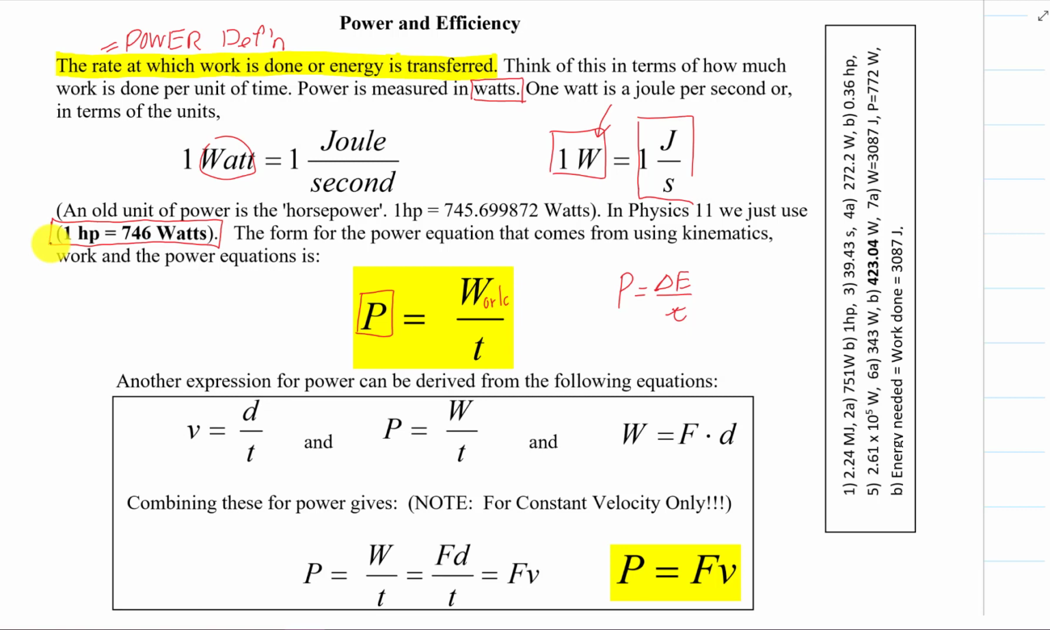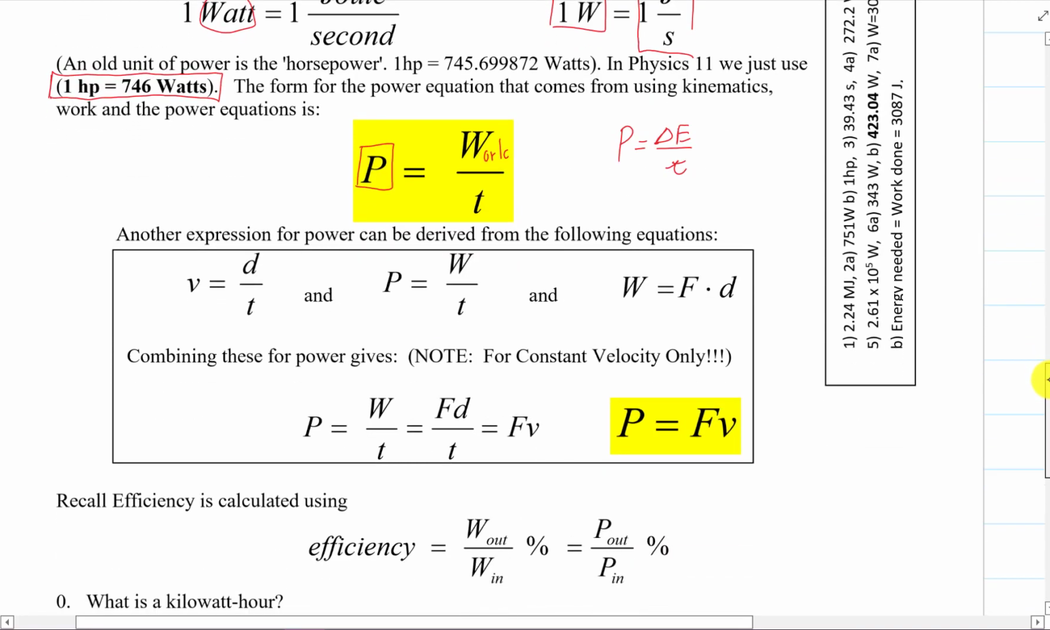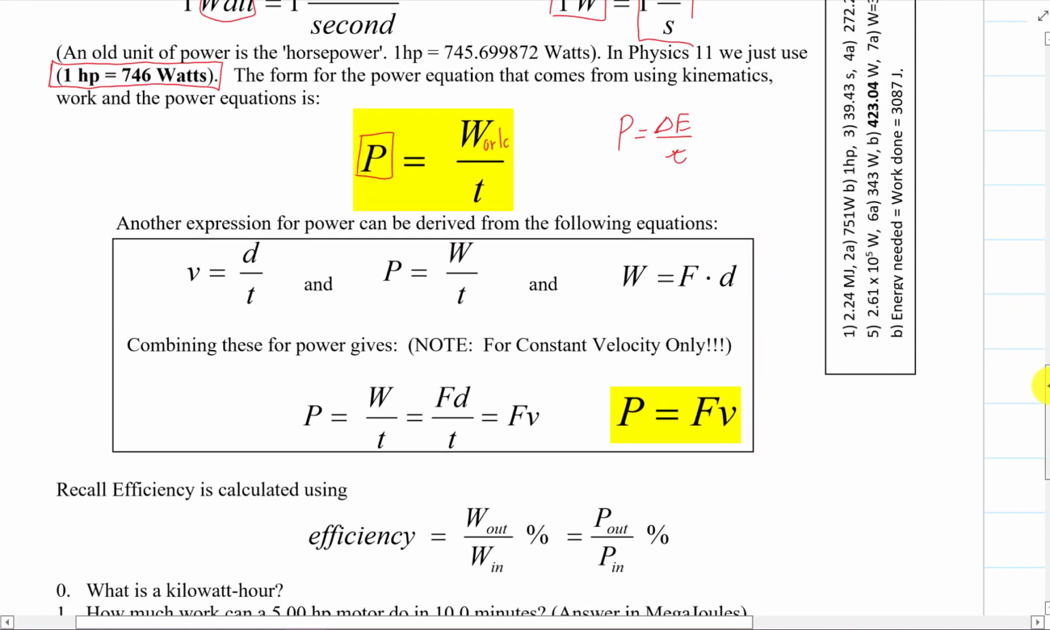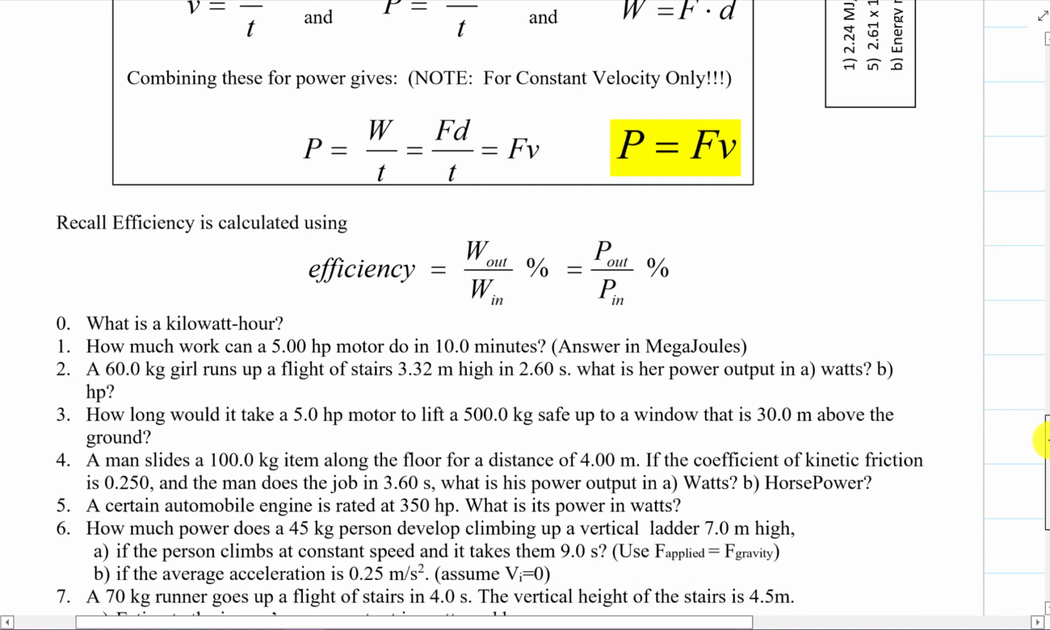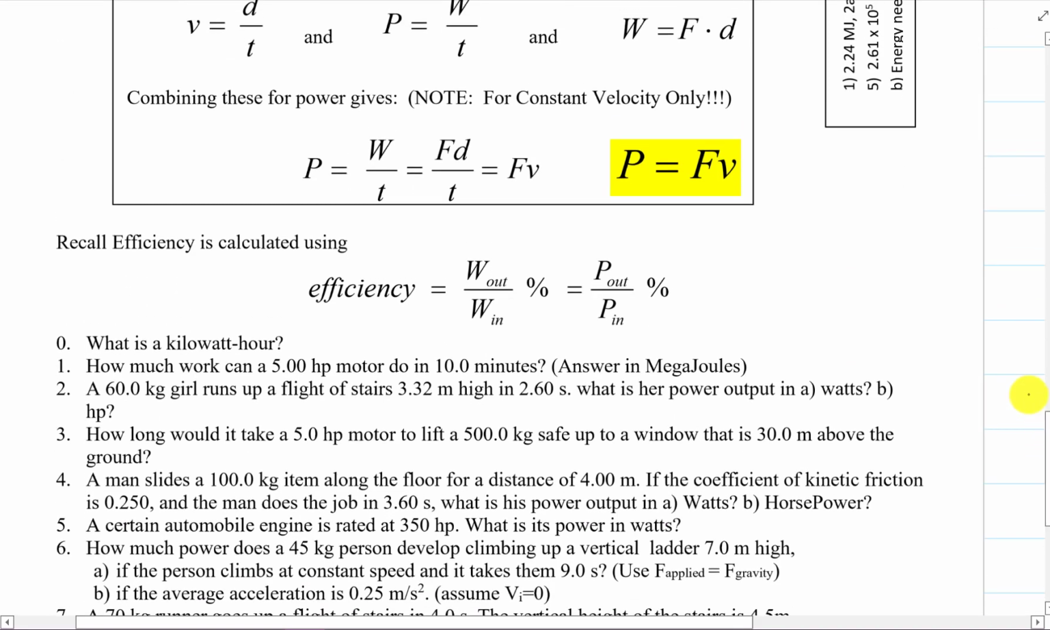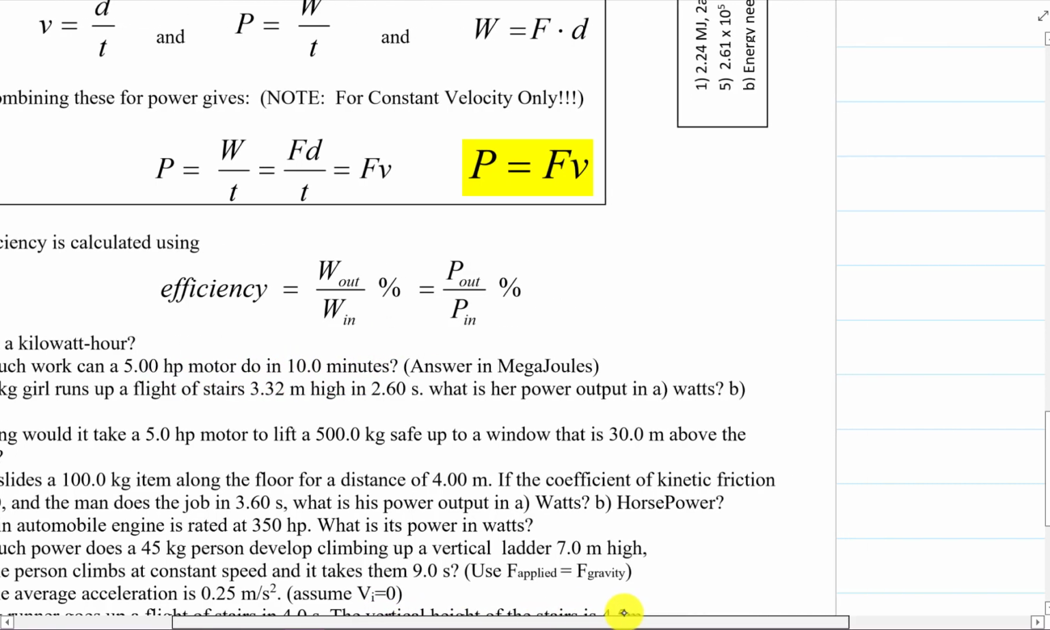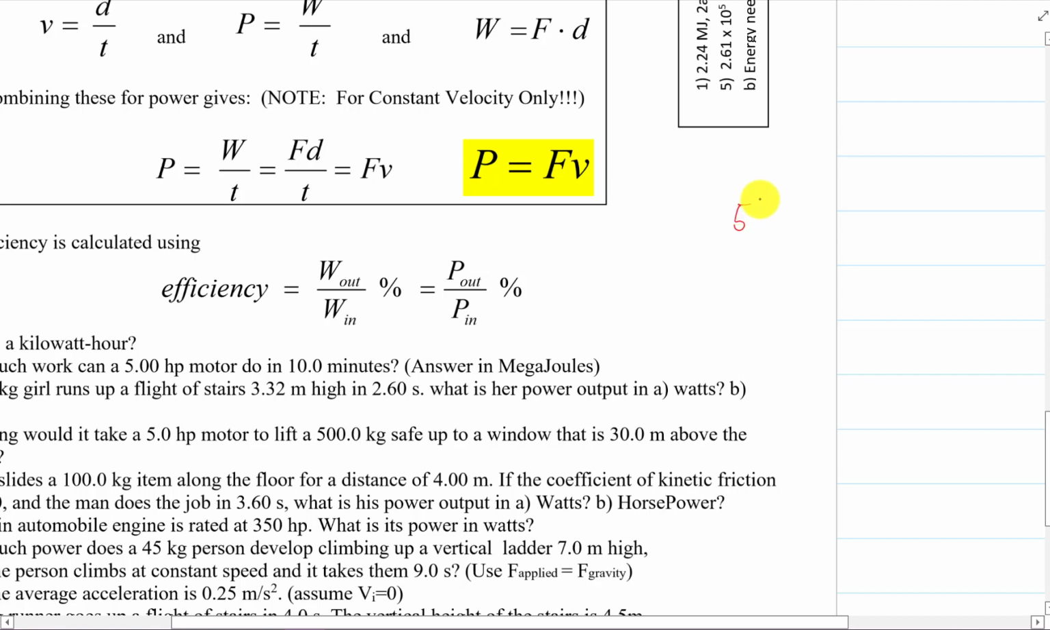Okay, and power is work over time. I'm going to leave a box here for formula manipulation, and we're going to start working with it. We'll do question 1, and then we'll go back to 0. How much work can a 5 horsepower motor do in 10 minutes? Okay, so a 5 horsepower motor.